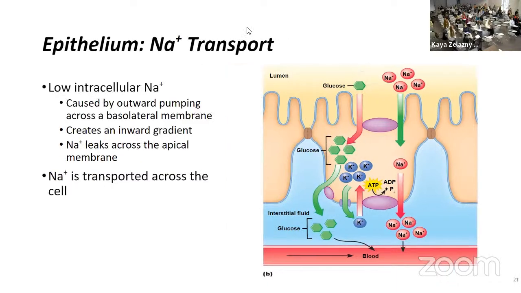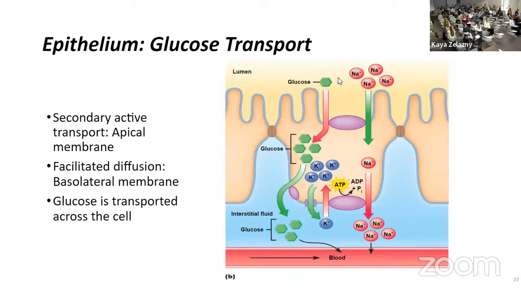Right. So more formally, that low intracellular sodium, so that's low concentration of sodium inside the cell, caused by outwardly pumping that sodium across the basolateral membrane, creates an inward gradient, so it creates a pull for sodium to come into the cell. We have a little bit of leakage across the apical membrane. We're transporting it there, but really mostly the reason we would be looking at this primarily is to look at that secondary active transport of glucose here.